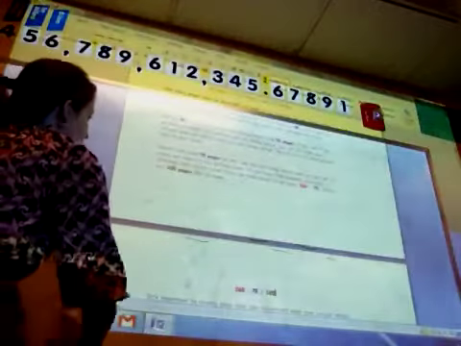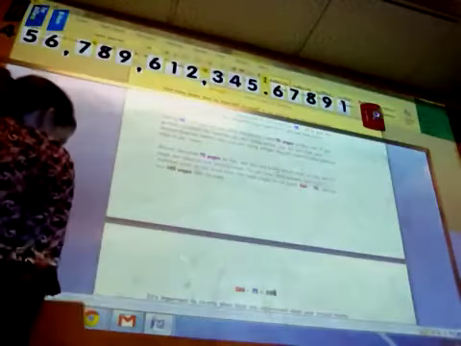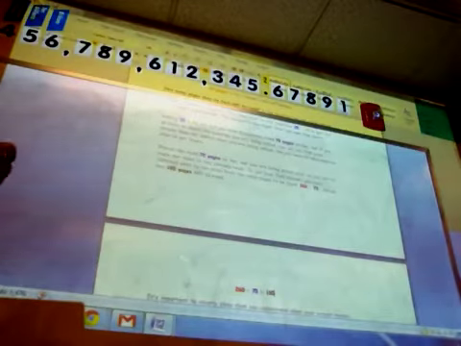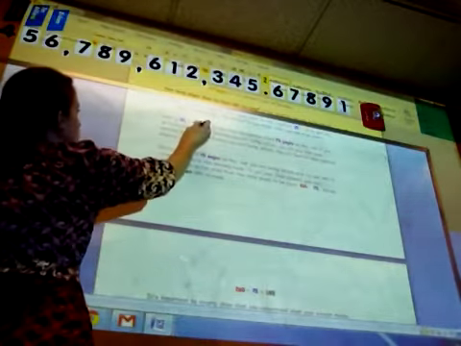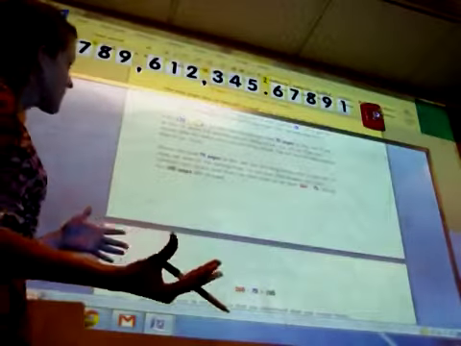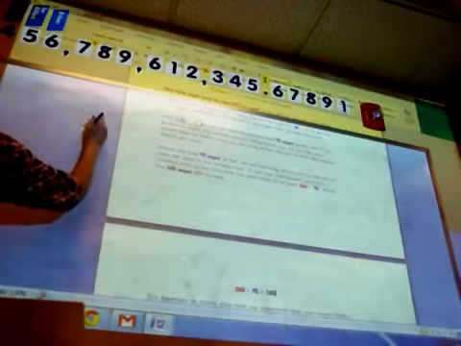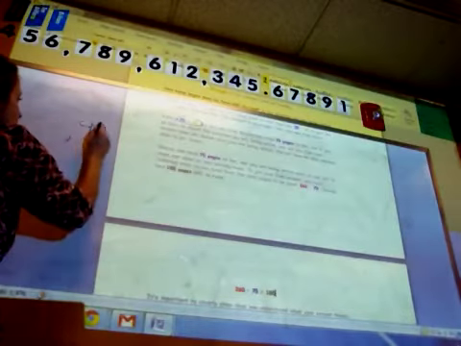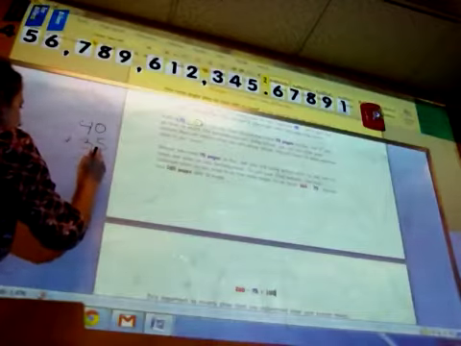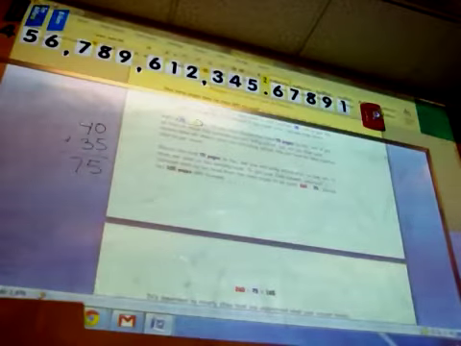So the first thing we need to do is figure out how many he's read before we can figure out how many he has left to read, right? So the first thing we need to do is figure out the total amount that he's read. How do we do that? How do we find the total of something? We add. So 40 plus 35, right, 75 pages. He has read 75 pages, so we added.